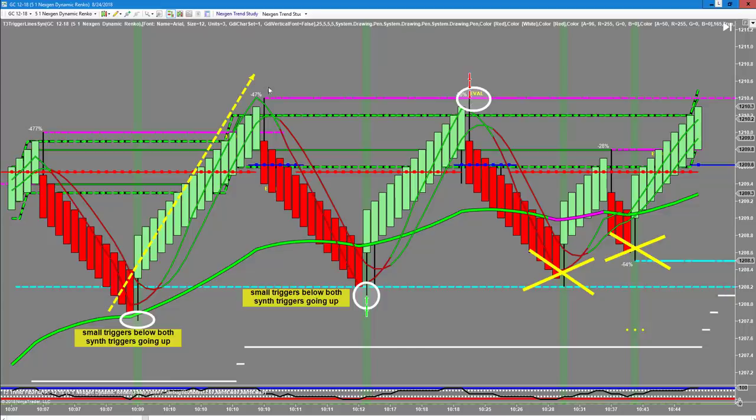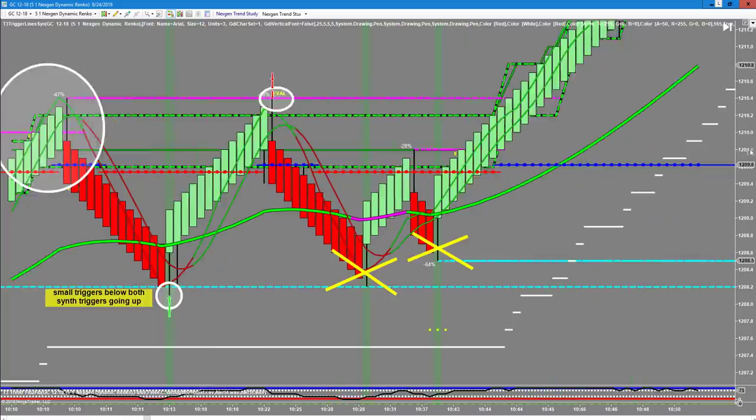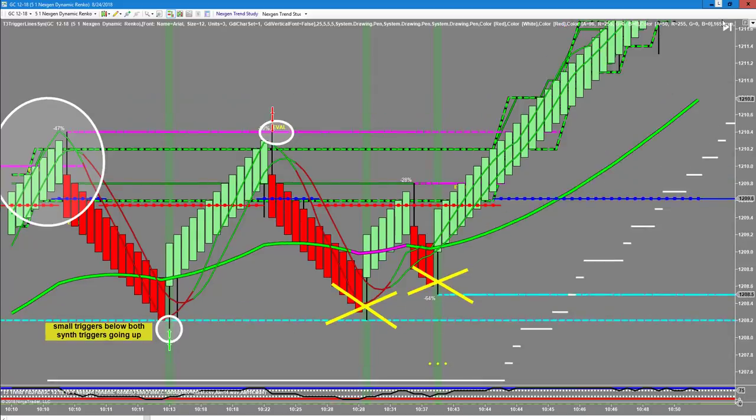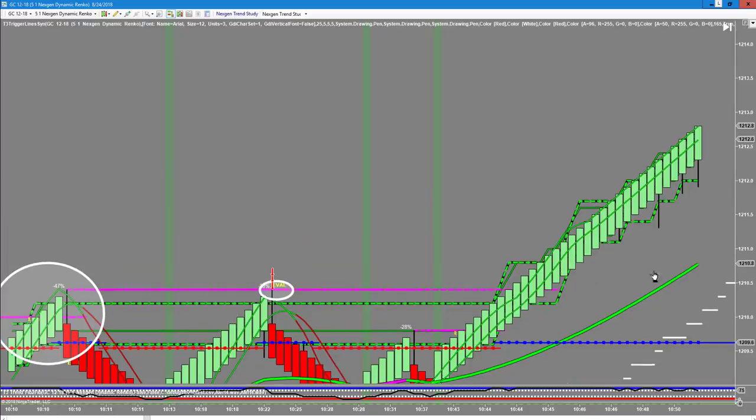Do you see the nuance right here? Look at where the trigger lines are moving and the fibs are breaking. We get one more. And then we skip them. It still worked. But again, these are exceptions that work. Most of the time they don't. Is everybody with me on this?